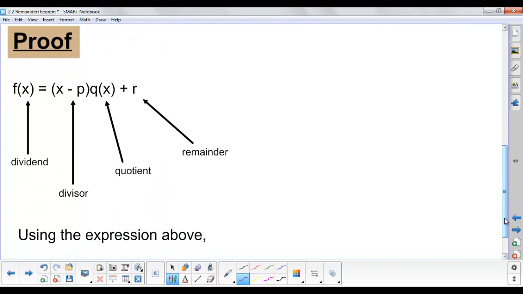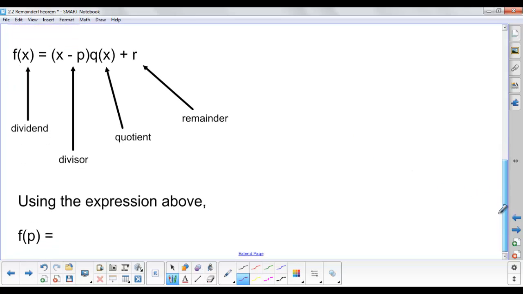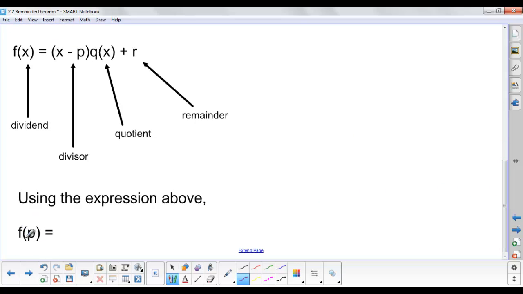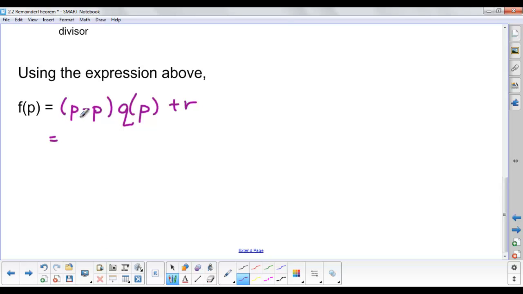So here's a quick algebraic proof. Dividend equals divisor times our quotient, which is some function of x, and then plus r. So if we subbed in our test root, p, for our x values, well, we would have p minus p times our quotient evaluated at p, and then plus our remainder. Well, what happens here is, p take away p ends up being 0, times our quotient, and anything times 0 is just 0, and then all we're left with is our remainder. So just a quick proof there.